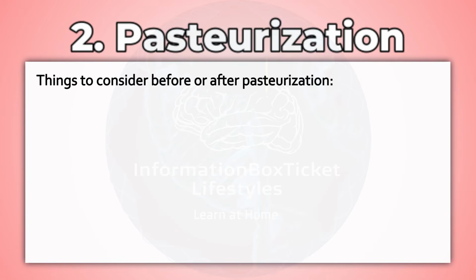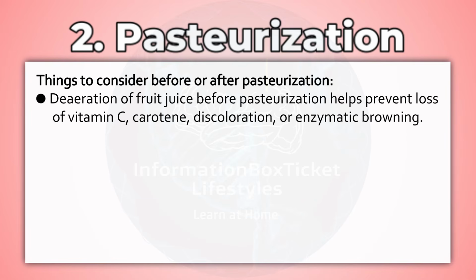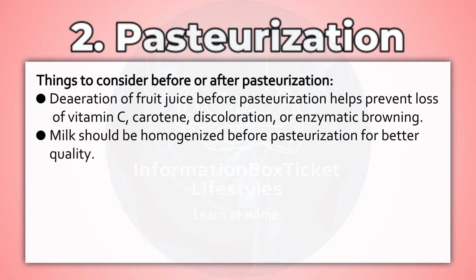Things to consider before or after pasteurization. Deaeration of fruit juice before pasteurization helps prevent loss of vitamin C, carotene, discoloration, or enzymatic browning. Milk should be homogenized before pasteurization for better quality.